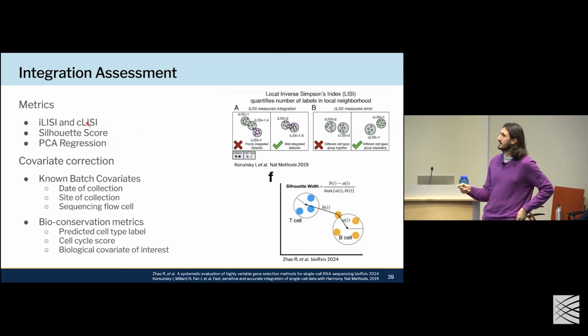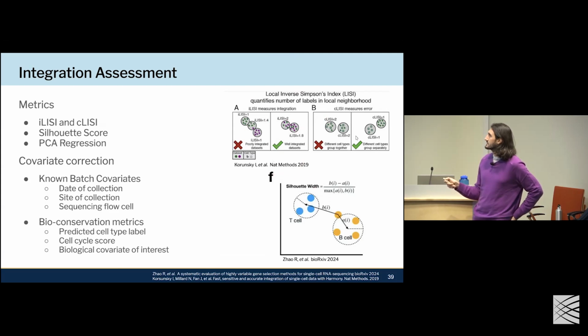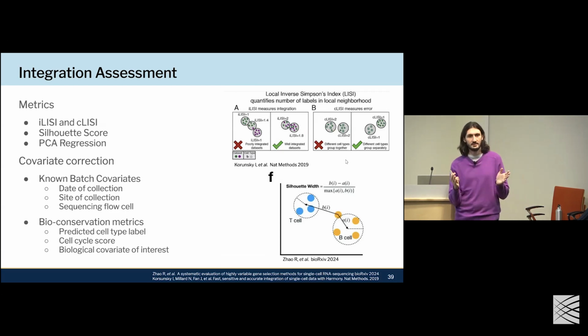If you look at the first one, the iLISI and the cLISI, they're the same thing, but the name changes because what we're looking at here is batch on the left versus cell type on the right. So if you can imagine where we have a perfectly annotated data set and we integrate it, we would want batch to be completely integrated, while cell type labels remain distinct between them. So all the cells that fall within the same cluster should be from the same cell type label and very heterogeneous for batch.